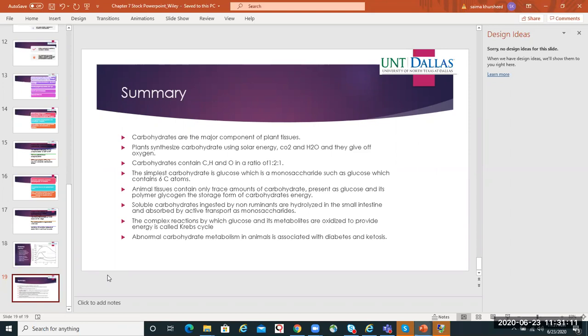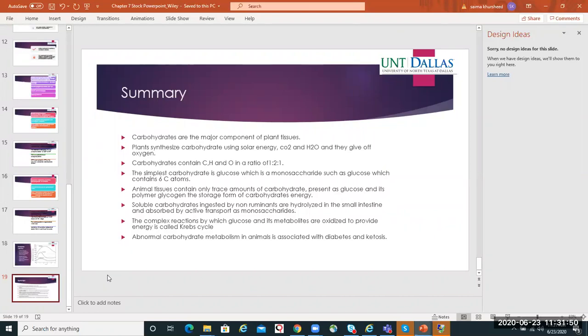Carbohydrates contain carbon, hydrogen, and oxygen in a ratio of 1:2:1. The simplest carbohydrate is glucose, which is a monosaccharide and contains 6 carbon atoms. A disaccharide, as we all know, has 2 molecules of a simple sugar, for example, table sugar or sucrose, composed of glucose and fructose. An oligosaccharide has 3 to 10 sugar units and a polysaccharide over 10 sugar units.